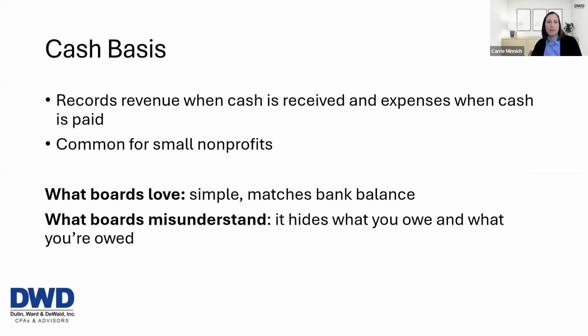The first is the cash basis. This is the simplest basis. Under this, revenue is recorded when cash is received and expenses are recorded when cash is paid. So this is exactly how you would do your personal checking account. When you get your paycheck in for the week, that's when revenue is recorded. When you write that check for your telephone bill, that is when that expense is recorded.